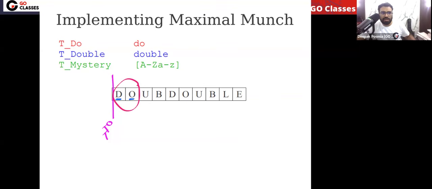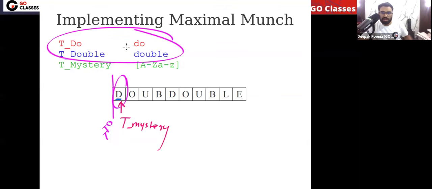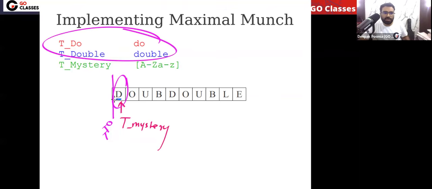One more thing: when you read this D, remember this mystery token, or I can say this regular expression, is matching. So you put a marker here, please understand. You put a marker that this mystery token is matching. Yes or no? But when you read this D, these two regular expressions are in the race, but they are not matching. Do you agree with me?